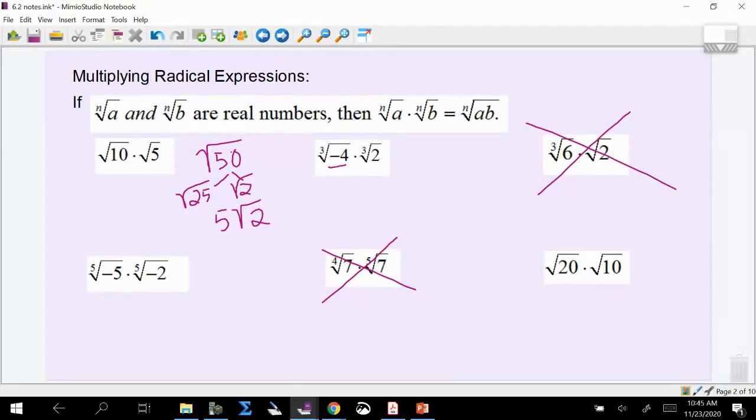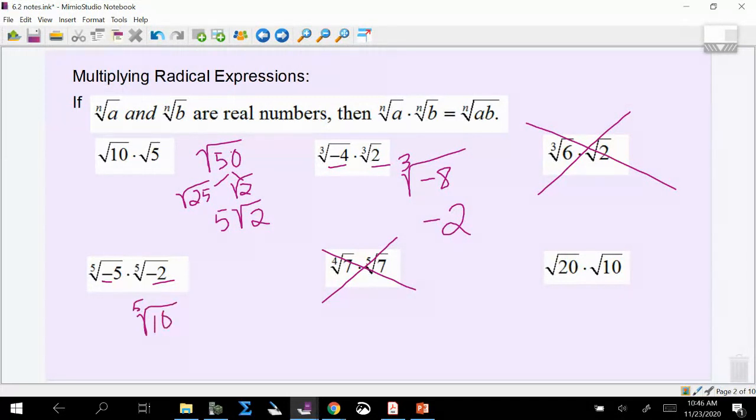The next one, both are cube roots. We can multiply negative 4 times 2 together. We get negative 8. Cube root of negative 8 may be something you know off the top of your head. It's also something we can work on our calculator. It is a perfect cube. We get negative 2. On the bottom left, these are both fifth roots, so I'm going to multiply the negative 5 times the negative 2 and get 10.